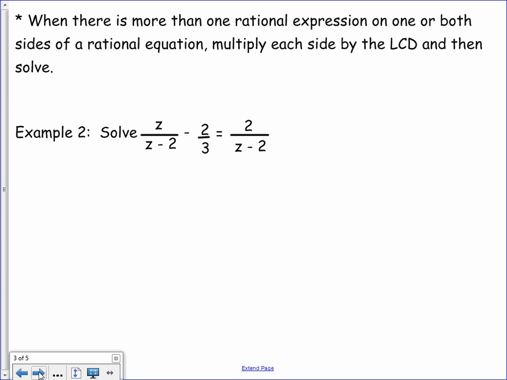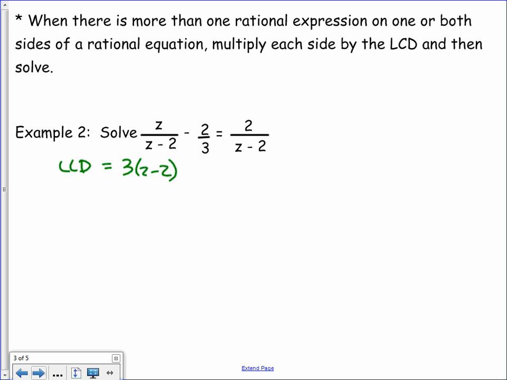Now, if we have more than one rational expression on one or both sides, then what we're going to do is multiply each side by the least common denominator and then solve. Now, the least common denominator here is going to be 3 times z minus 2.